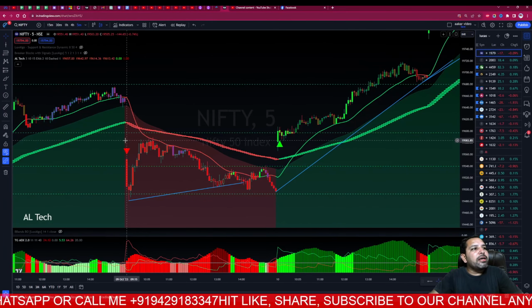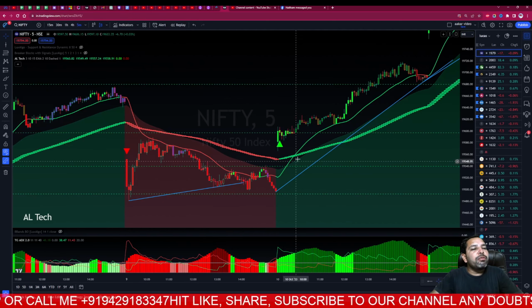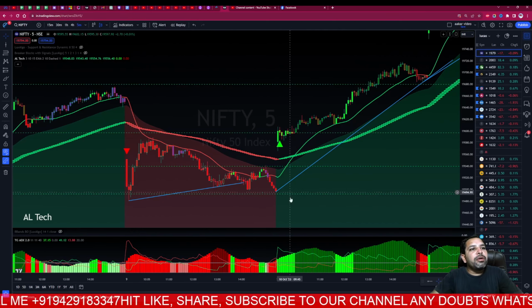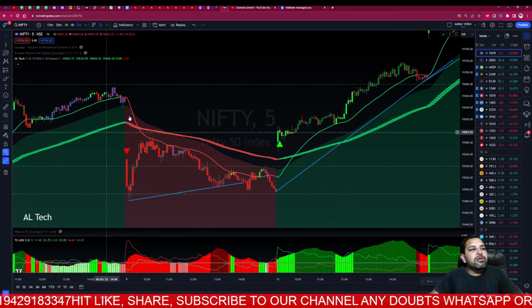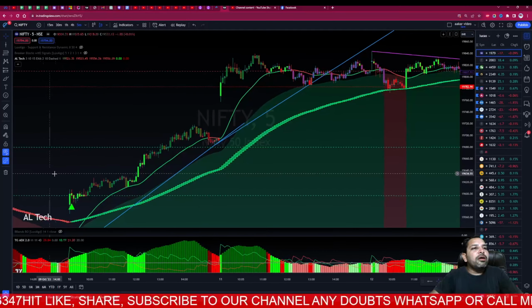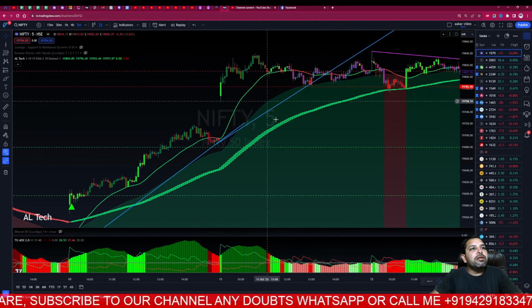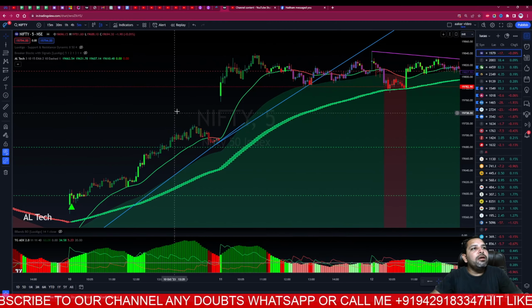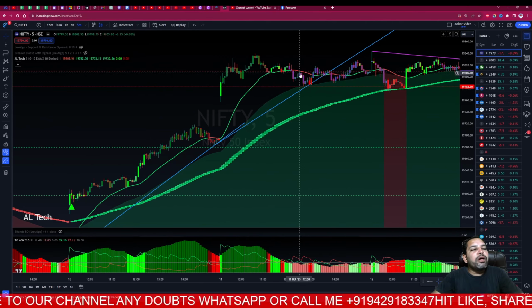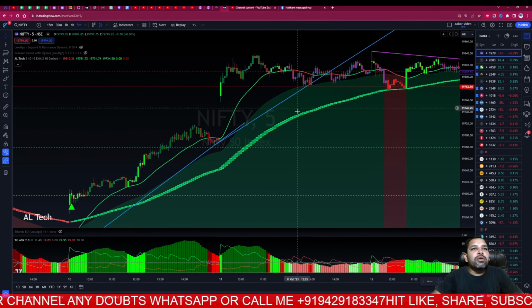Here you can see buy and sell signals, and support and resistance zones, above are resistance and below are support. Auto trade lines are also inbuilt. And you can see that there are three trend lines. This is showing you the trend. This is also showing you the moving average trend. This is also showing you the trend.